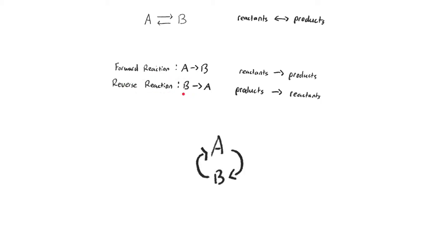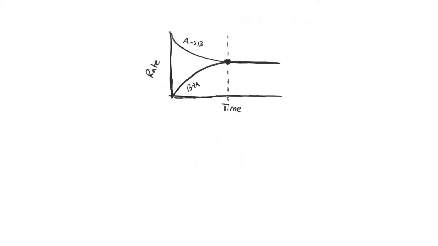As we produce more and more B, the rate at which our reverse reaction can proceed will start to speed up. But we don't slow down our forward reaction forever, nor do we speed up our reverse reaction forever. The speed of our forward reaction and reverse reaction eventually level off at the same rate.